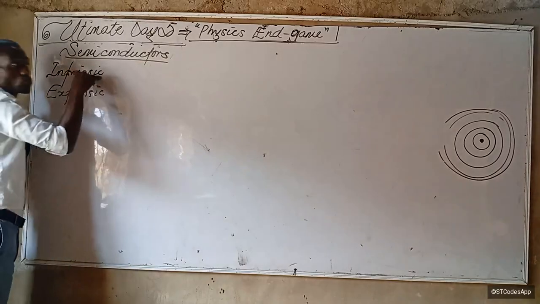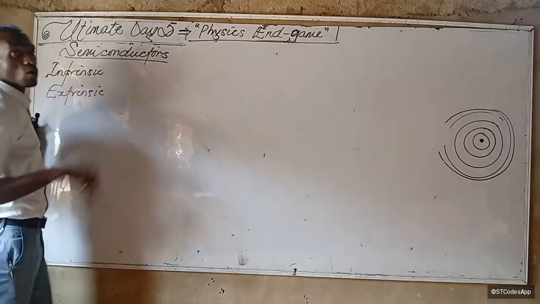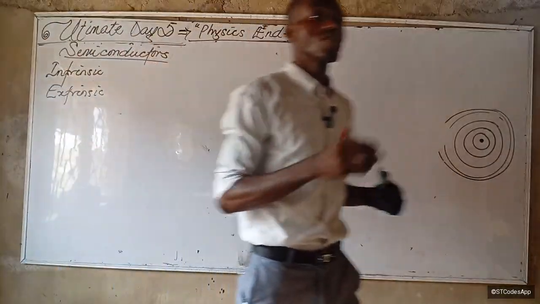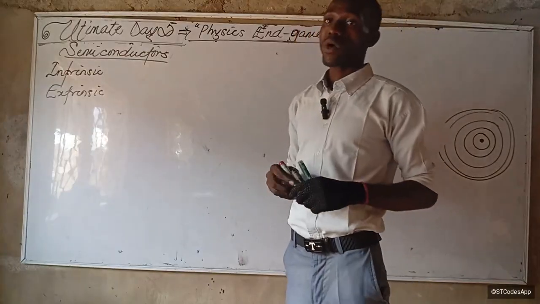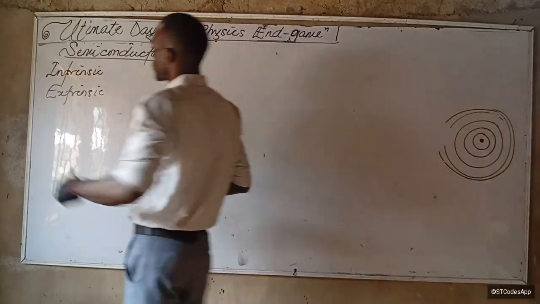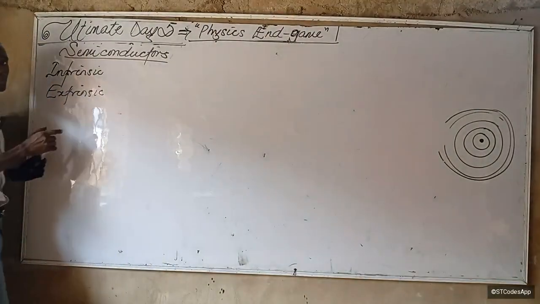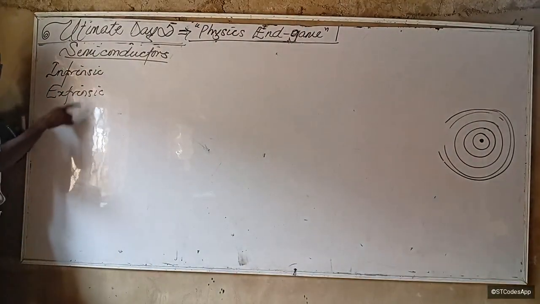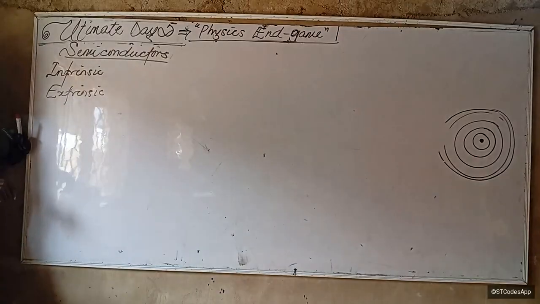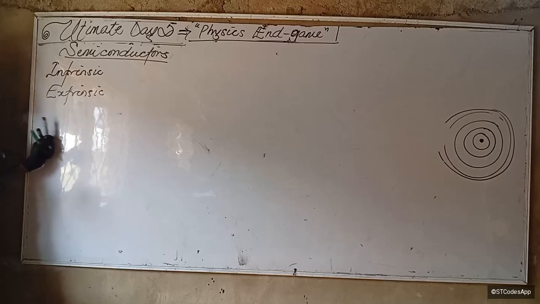It's one that cannot conduct electricity. Why? Because it has not been doped. But extrinsic has been doped with something, so it's able to conduct electricity. Do you understand? So how do we dope them?